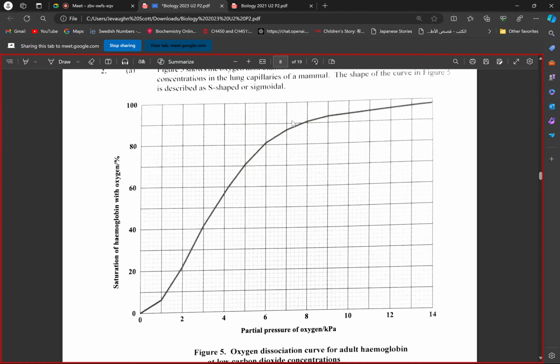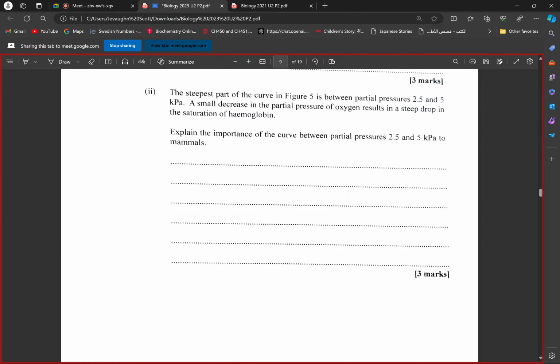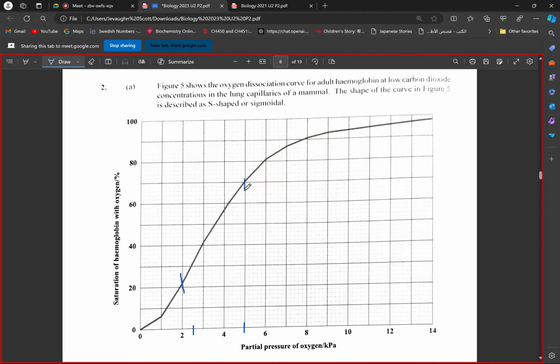The steepest part of the curve in figure 5 is between partial pressures of 2.5 and 5 kilopascals. A small decrease in the partial pressure of oxygen results in a steep drop in the saturation of hemoglobin. Explain the importance of the curve between the partial pressures 2.5 and 5 kilopascals to mammals. So what's the importance of that part of the curve? We're looking at this area. So 2.5 to generally 5, right? Looking at this area, what is the importance of this area, right, in mammals?